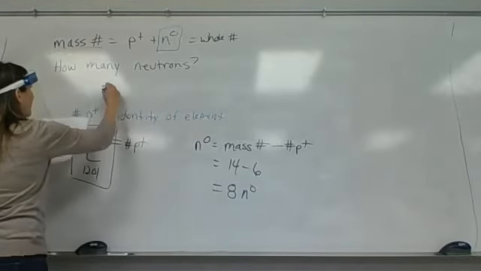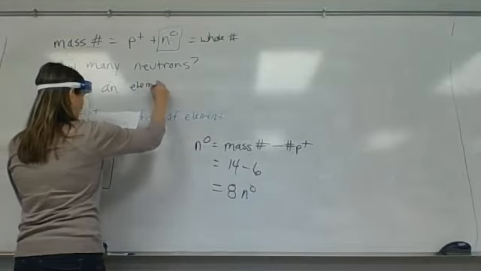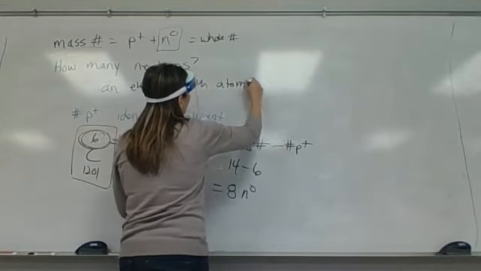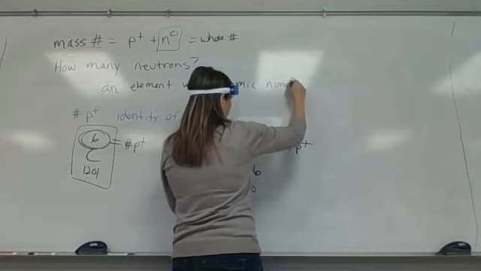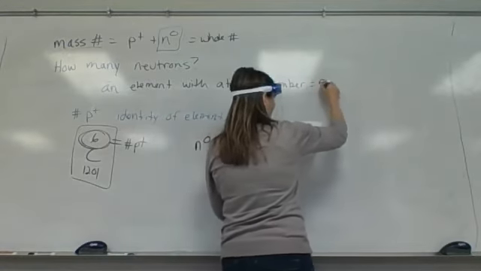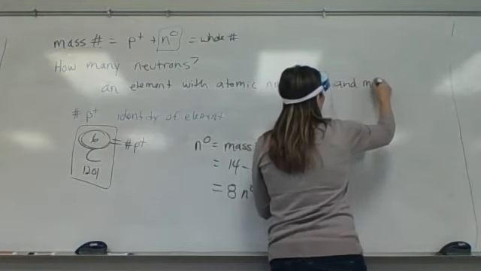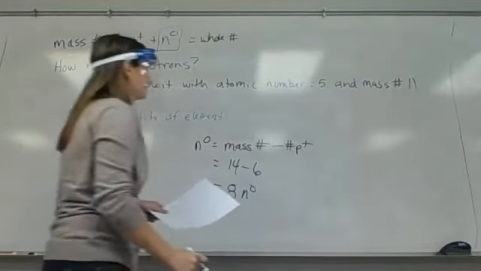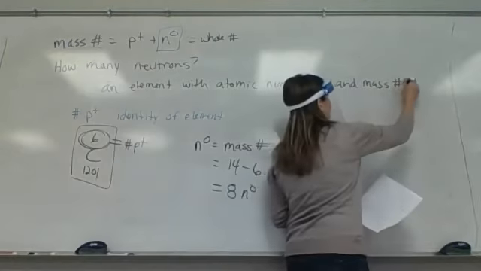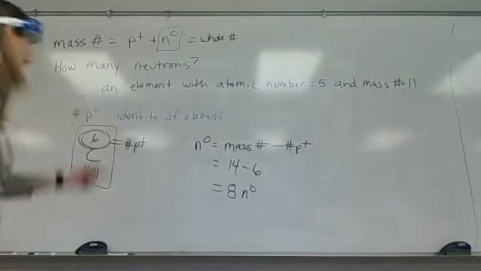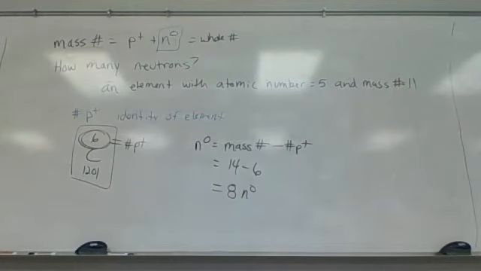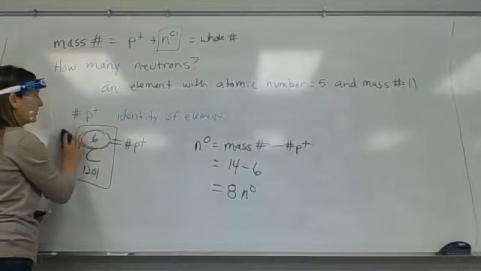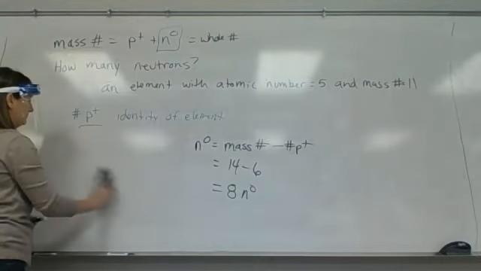Next, let's do an element with atomic number. So now this one's not giving us the identity of the element. It's actually giving us the atomic number and the mass number.